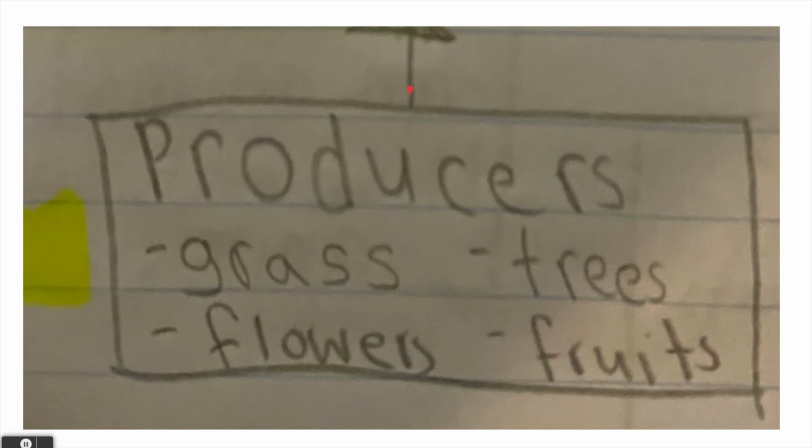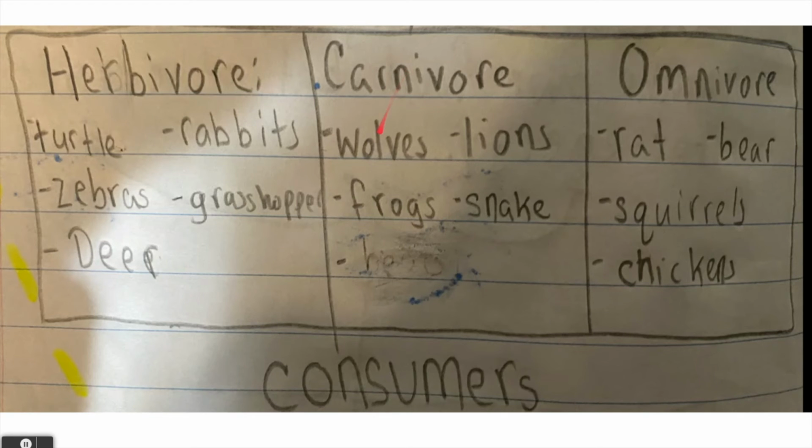Now, if we follow producers up our arrow, we have our next category in the food web, which is consumers. Consumers describes different organisms that consume or eat other organisms for their energy. Consumers cannot make their own food. They depend on either other plants or other animals to give them food for energy. There are three different types of consumers.